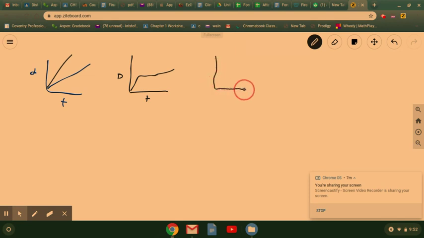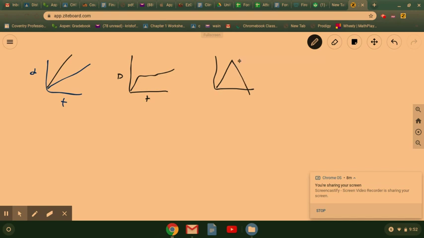So there are some different things that we can get from these graphs. We'll draw another one. If this is, once again, distance versus time, and you have something that goes like this and something that goes like that, what can we say here? Well, it started off with a positive slope, and then here we have a negative slope.